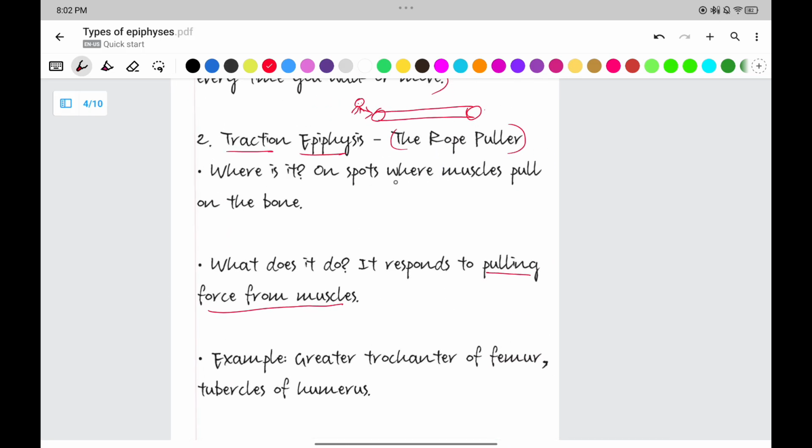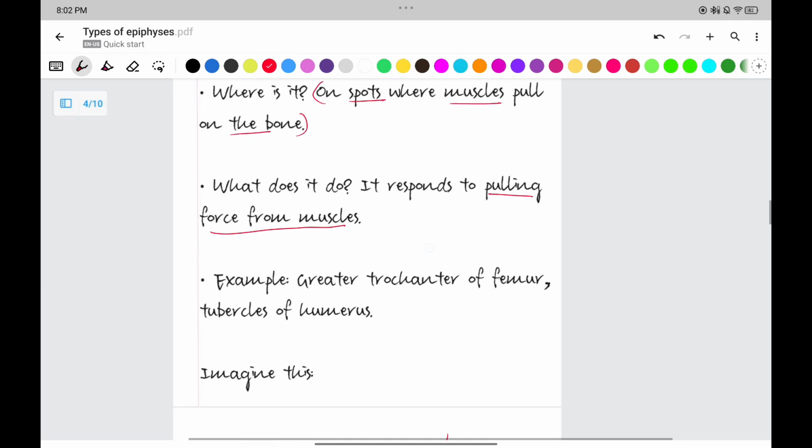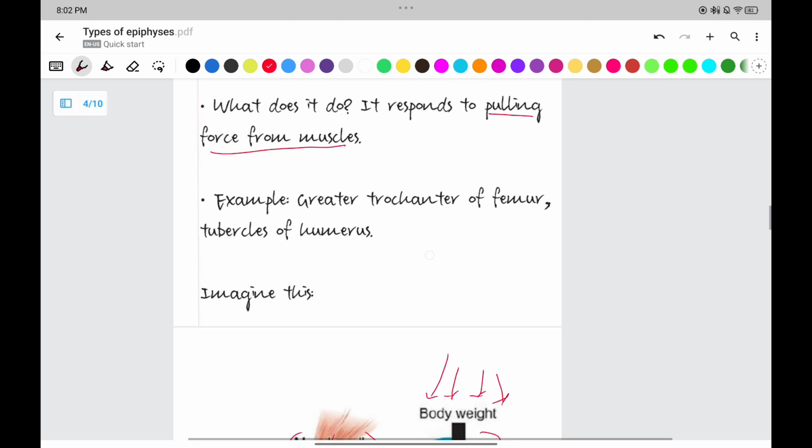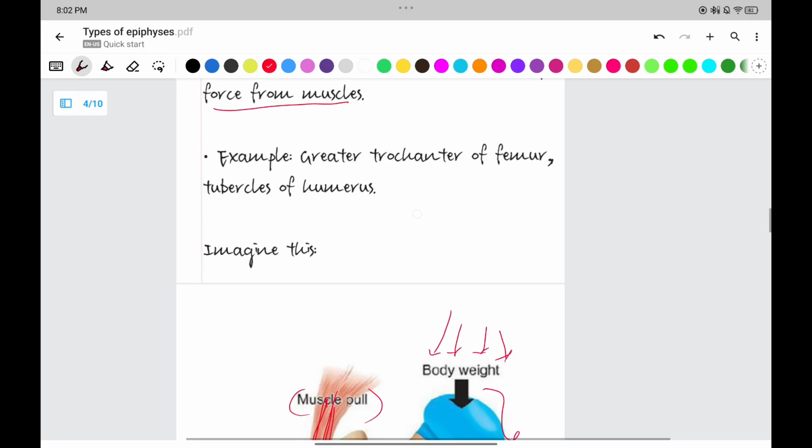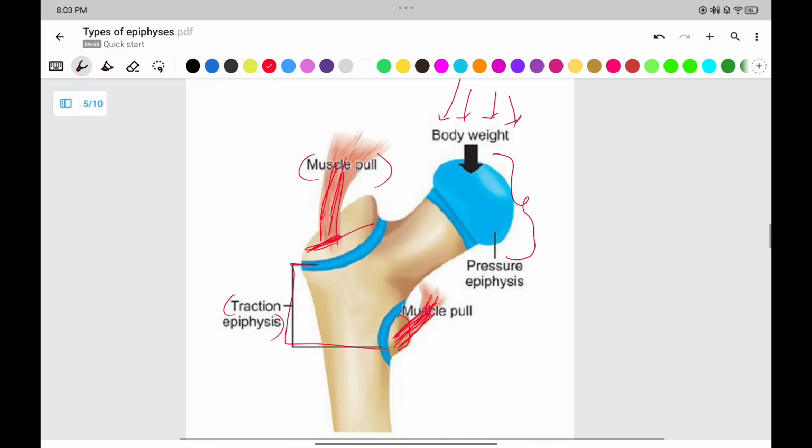Where is it? On spots where muscles pull on the bone. What does it do? It responds to pulling force from the muscles. Whenever a certain pulling force appears from the muscle, it responds to that. That is the purpose of the traction epiphysis. Examples: the greater trochanter of the femur, tubercles of the humerus. These are the main examples of traction epiphysis.